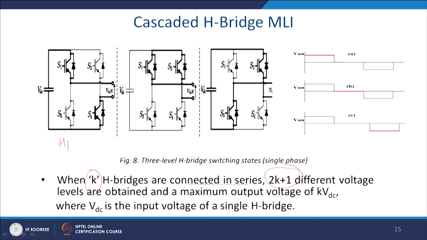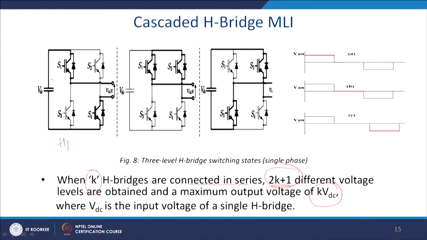So, you have 2 such H bridges per phase, so 2K plus 1, that is essentially 5 levels. Different voltages are obtained and the maximum output voltage will be K times VDC. So, you get VDC plus VDC, where VDC is the input voltage of the single bridge, and the voltage stress across the individual device will be VDC by 2. That is also a very big advantage in terms of the BOM cost.